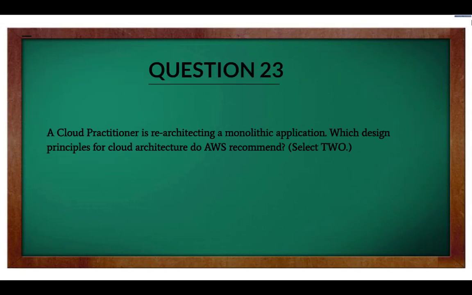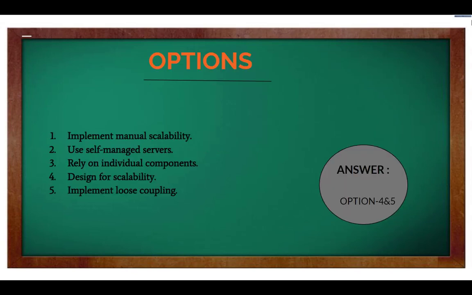Question 23. A cloud practitioner is re-architecting a monolithic application. Which design principles for cloud architecture do AWS recommend? Select 2. Now here are the options. Option 1. Implement manual scalability. Option 2. Use self-managed servers. Option 3. Rely on individual components. Option 4. Design for scalability. Option 5. Implement loose coupling. And the right answer is Option 4 and 5.